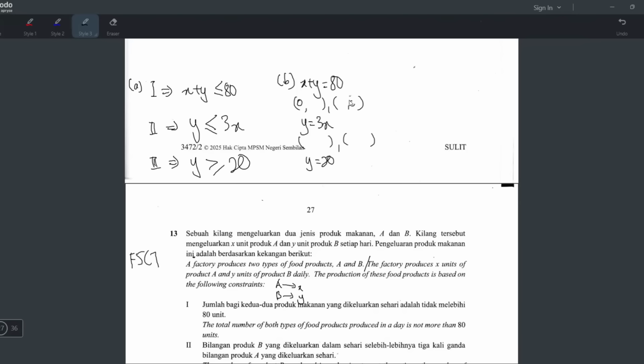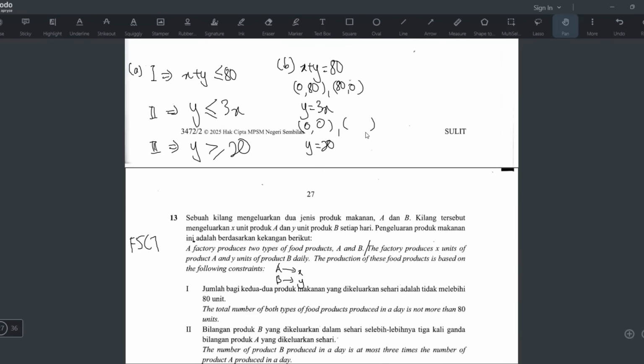Okay, usually we substitute x equals 0, then y equals 0. So when x is 0, y is 80. When y is 0, x is 80. Okay, for this one, if we substitute x equals 0, y equals 3 times 0, which is 0 also. If you substitute y equals 0, you get back x equals 0. So that means we have to change to another point. We have to find another point later, but we can worry about that later.